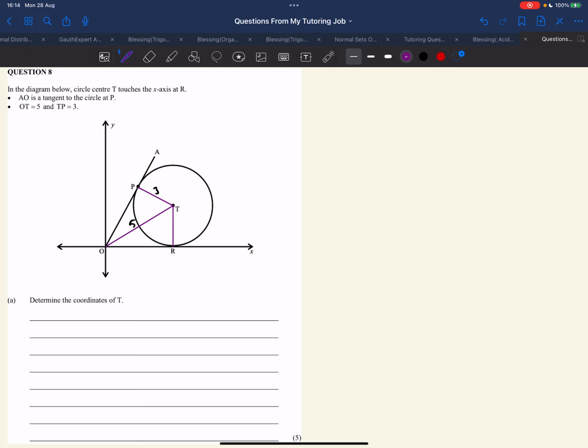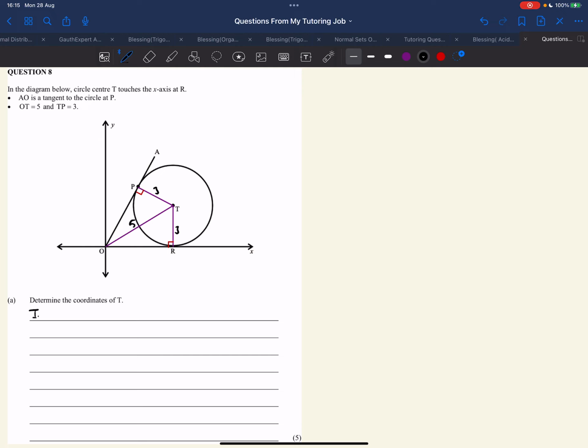Now, can you see that PT and TR are going to be the same length, which is going to be 3? The reason for that is the radii. And then can you see that that angle there is going to be 90 degrees, because of tangent perpendicular to radius. And also here, that angle is also going to be 90 degrees because of tangent perpendicular to radius. But now let's write down everything that I just said.